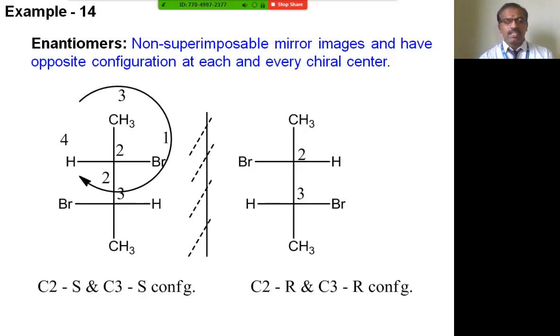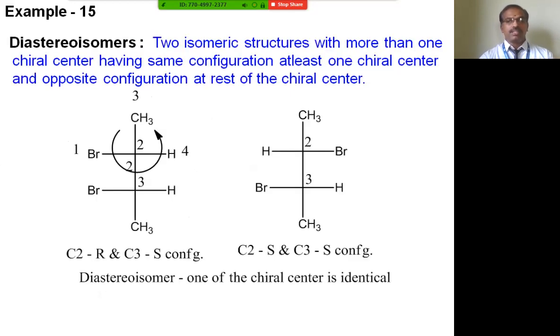Clearly, I have represented it here. Take the mirror image: at each chiral center there is a different configuration, that is nothing but opposite configuration. Those molecules are called enantiomers. What are diastereomers? One point. Only 1 point you must know. One chiral center must be identical. That's all. Diastereomers means one of the chiral centers is identical.